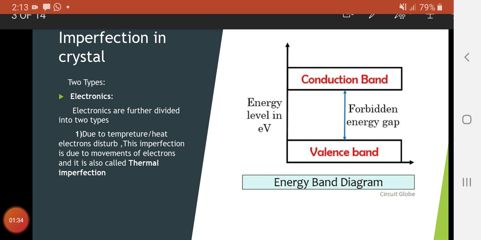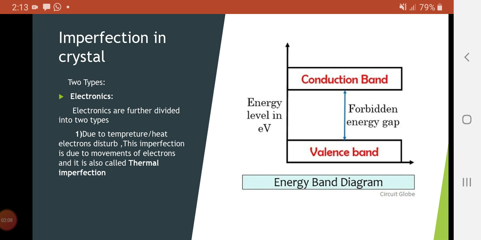So this imperfection is due to the movement of electrons, and it is also called a thermal imperfection. If we see in the figure, there is a conduction band and valence band, like I discussed in the class. If we take the example of NaCl, in the valence band there will be NaCl, and in the conduction band there will be the ions of Na and Cl, and between the conduction and valence band there will be a forbidden energy gap. And imperfection in crystal is caused due to the movement of electrons.